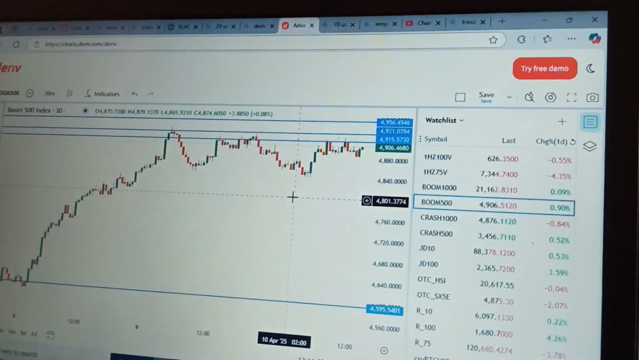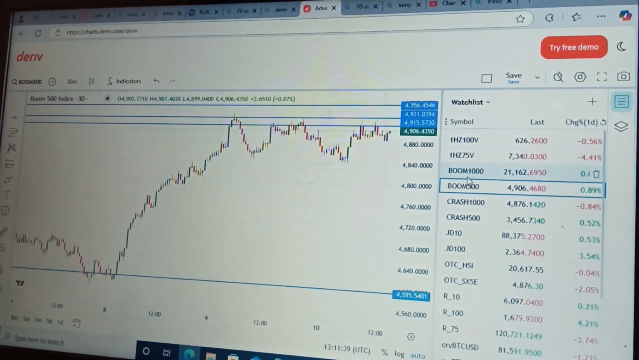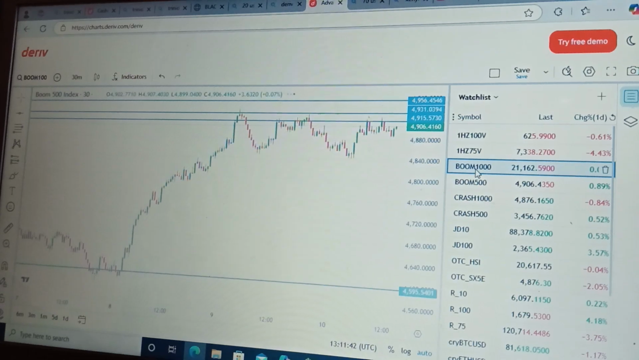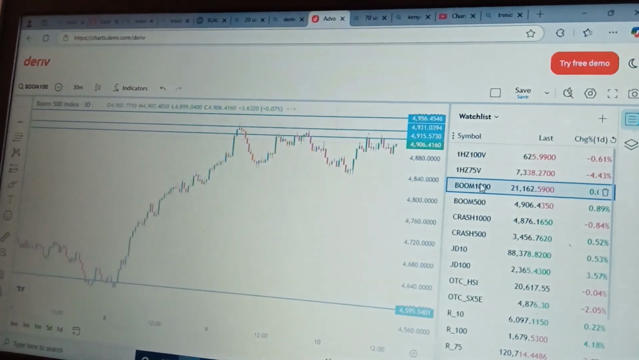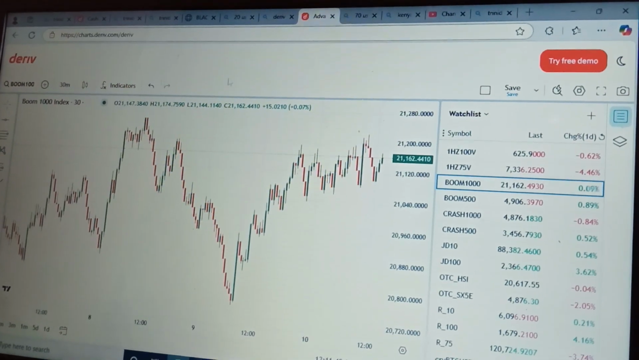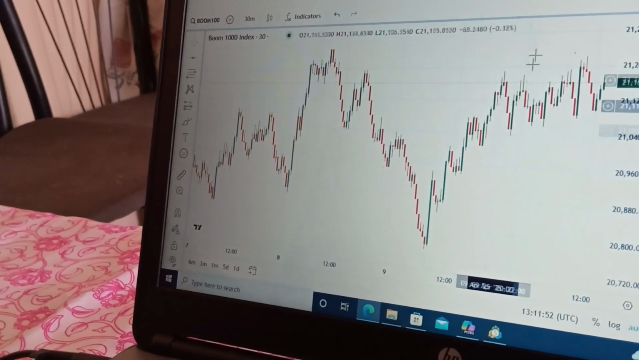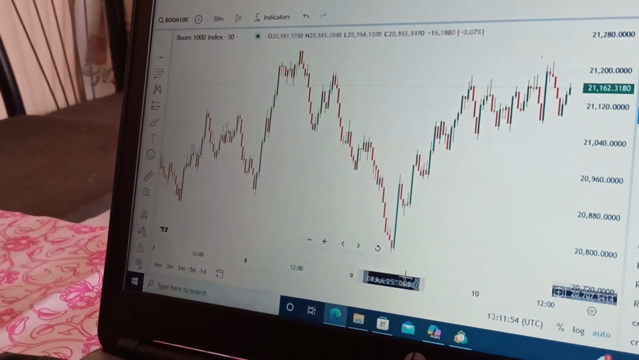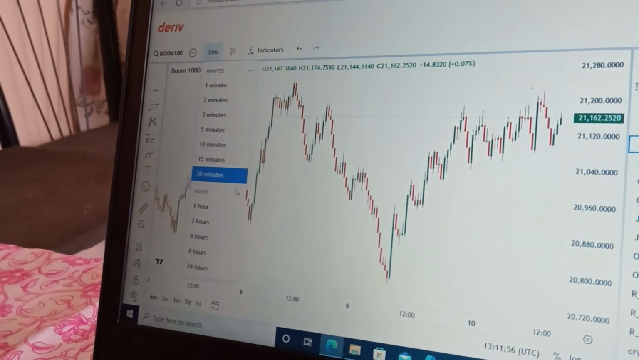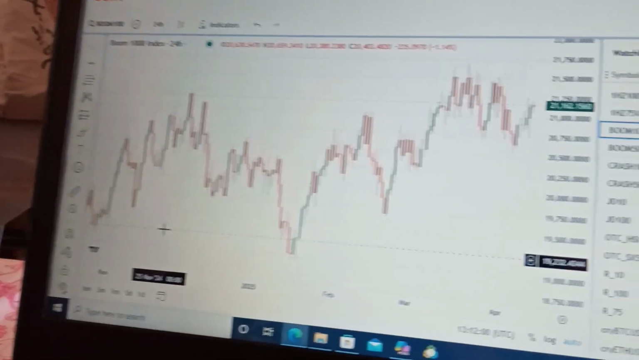Now the last one we're gonna do analysis on is Boom 1000. Let's see Boom 1000. What is happening? Okay, that is on the 30 minutes. We start on a 1 day time frame. This is the last market we're gonna do analysis on today.